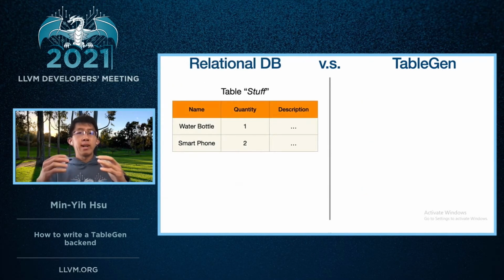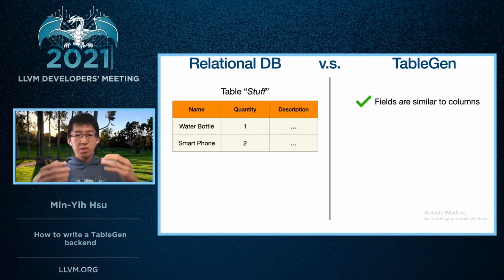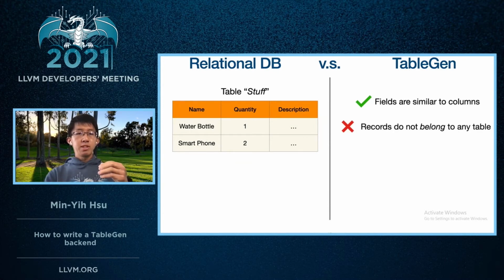Another concept that might ring a bell in your brain is relational databases or even spreadsheets. For example, we can rewrite our previous example into a table like this, where each field is a table column. So first, fields are similar to columns, but different from a relational database, records do not belong to any tables.